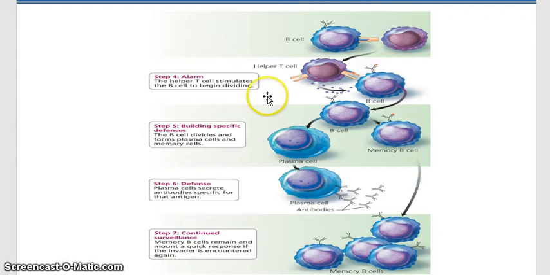So here's our fourth step of alarm. You can see now we have the helper T cell activating the B cell. The B cell would then be able to identify that specific antigen, because B cells have membrane-bound antibodies. So now that B cell can produce those specific antibodies that would be able to fight that pathogen. And here you can see the memory B cells being produced that could fight that specific pathogen.